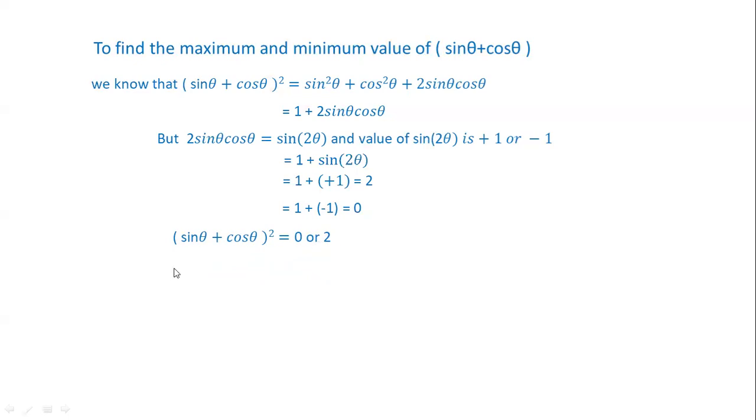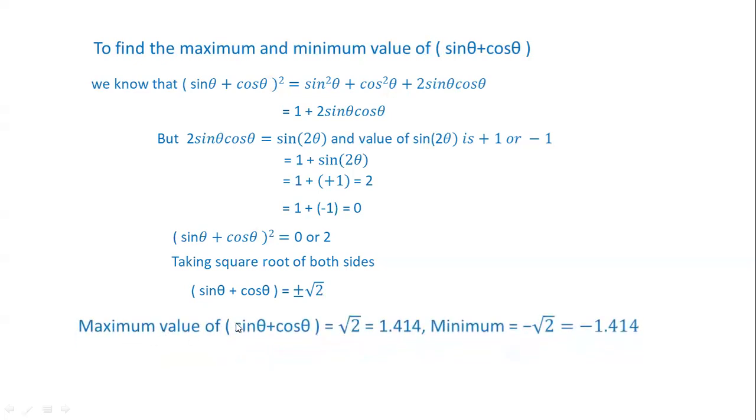Now let's take the square root of both sides. Taking square root of both sides, what will happen? You'll get sin theta plus cos theta is equal to square root of 0 is 0, or plus minus root 2. That means the maximum value will be root 2, minimum value will be minus root 2. So maximum value of sin theta plus cos theta is root 2, that is 1.414, and minimum value is minus root 2, equal to minus 1.414.